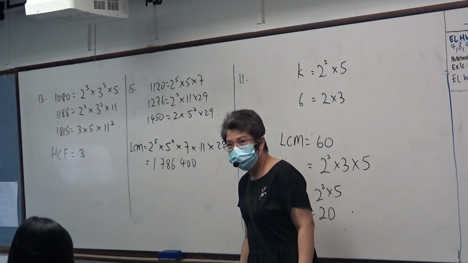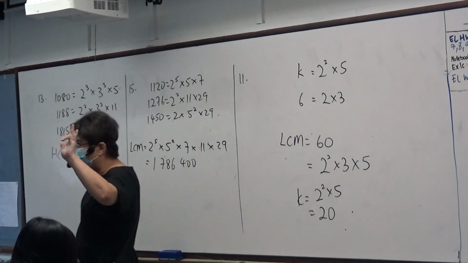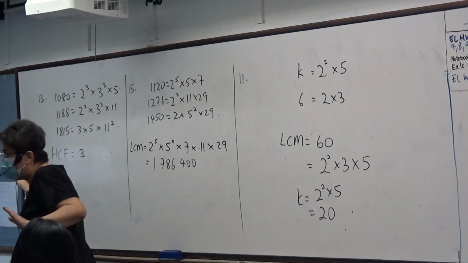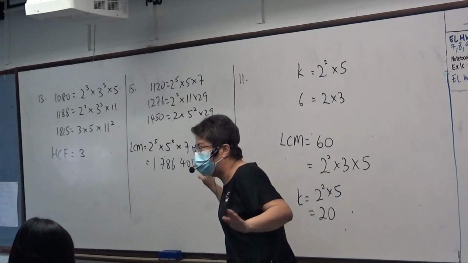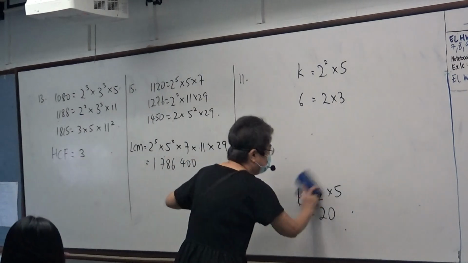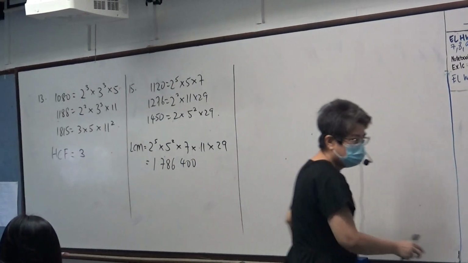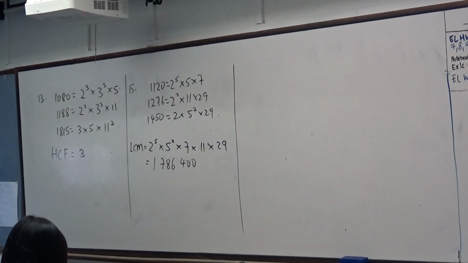Are we okay here? Can or cannot? I just want to know, can you differentiate between highest common factor and lowest common multiple? The type of question. No problem. So this is 15. Very good. Next will be question number 18. Is that correct? Okay, let's take a look at question number 18.